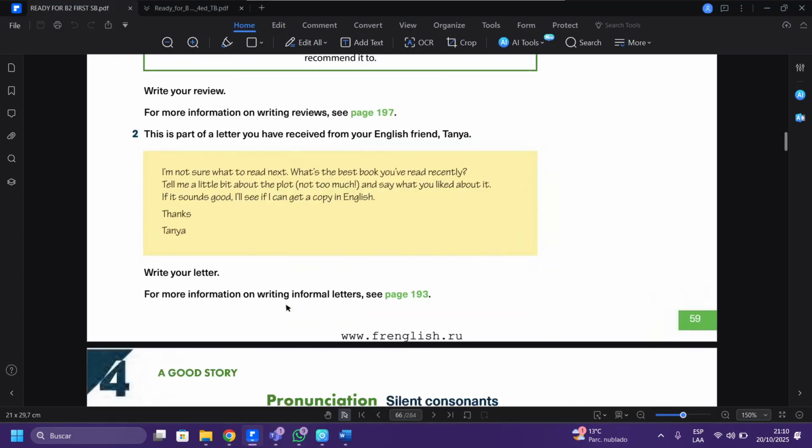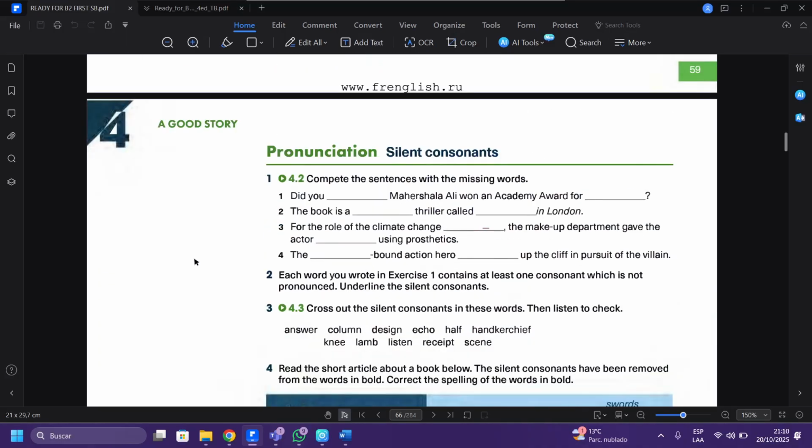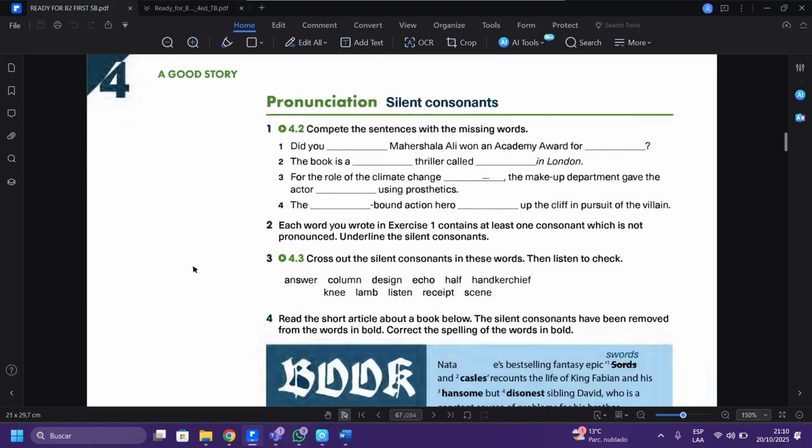So let's go with the next part. I think it is not necessary to check, because I think you know what the silent consonants are or not. Or do you want a little reminder?